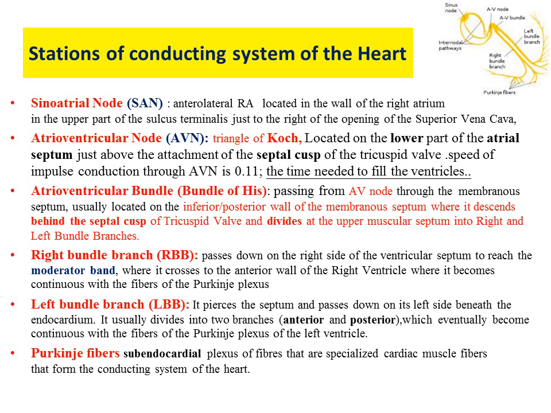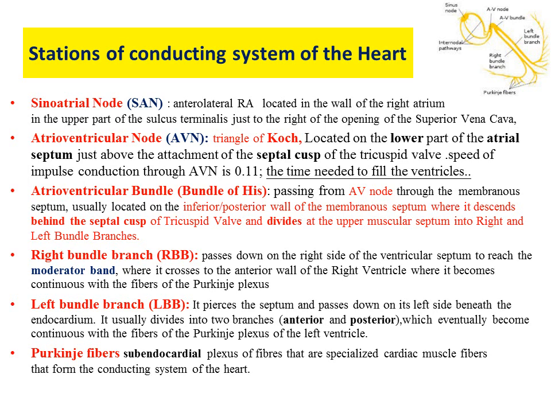It will help in understanding some other pathologies later on. Coming to the next station, the atrioventricular node. In the atrioventricular node, let us talk about what is known as the triangle of Koch. This is located on the lower part of the atrial septum, just above the attachment of the septal cusp of the tricuspid valve. We know the tricuspid valve has anterior, posterior or inferior, and septal cusps.